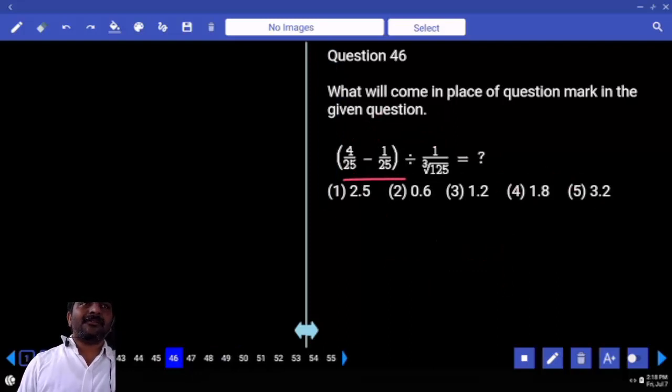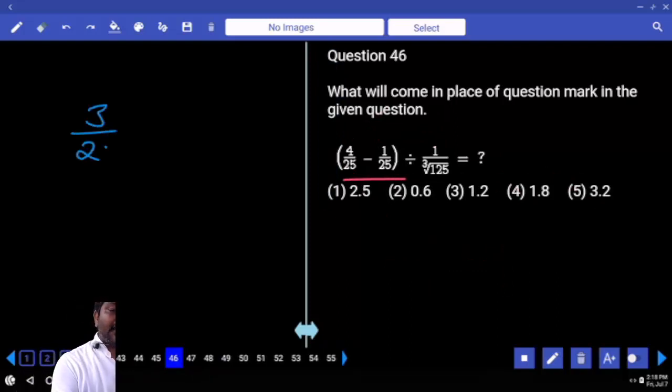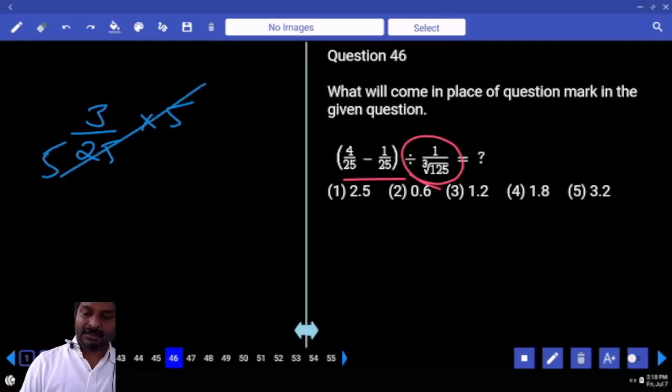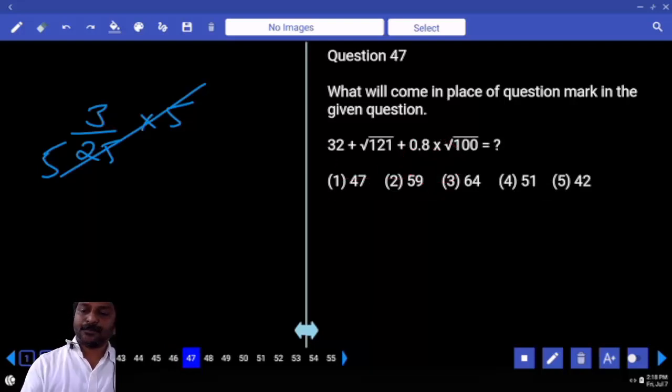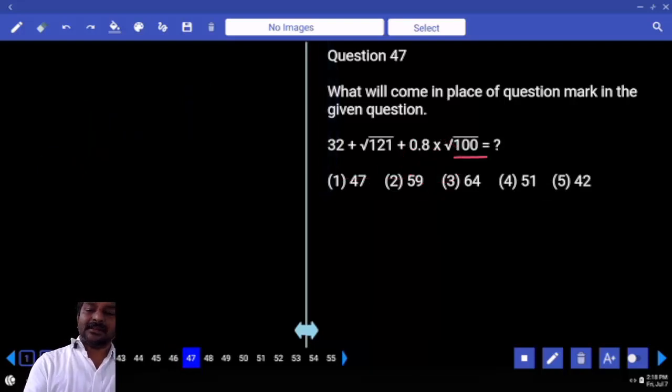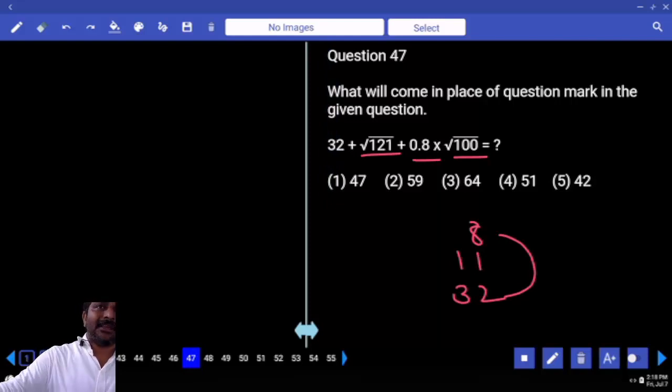Number inside bracket, 4 by 25 minus 1 by 25. 3 by 25 divided by 1 by 5 can be written as into 5 by 1. This is 5. 3 by 5, 0.6. Under root of 100, 10 into 0.8 and 121, under root 11 and then 32. First and last together 40, middle 51. Yes.